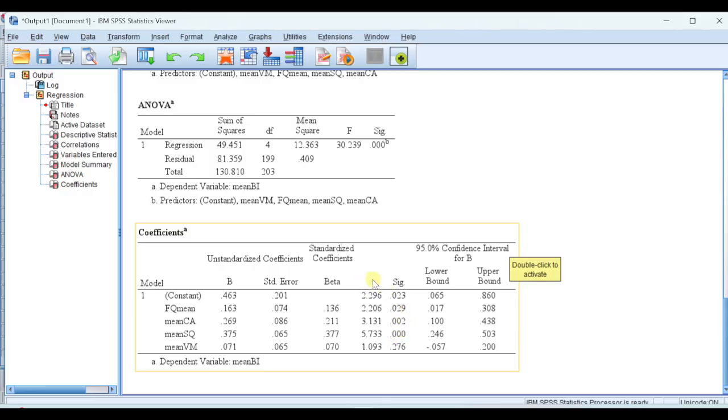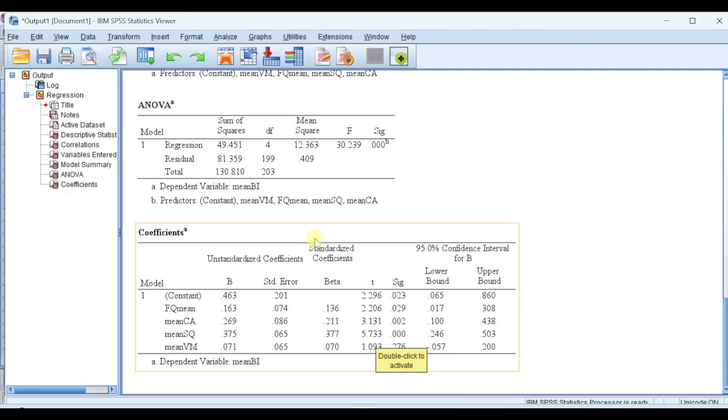Now, what is this t-value? The t-value is the standardized value, and this has to be above 1.96 or below minus 1.96. So in this case, we see that FQ, CA, SQ, all of them have t-values above 1.96. So they are good to go. They are significant in predicting the dependent variable. But value for money has a value of 1.093, which is not significant.